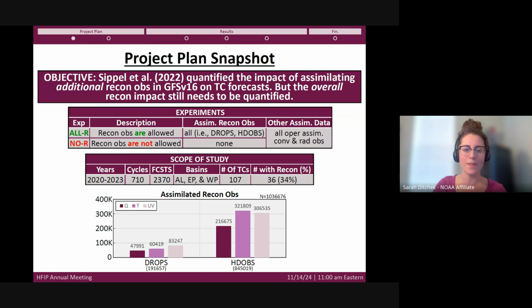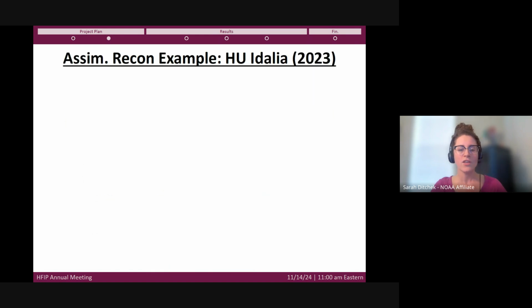So what you're seeing here now is the total number of assimilated recon obs in the sample. It's broken down by drops on the left, HD obs on the right, and both are further broken down by variable into QT and UV. So there were just over 1 million recon obs assimilated, around 80% of them being HD obs. And these values do include recon obs assimilated in any basin. So that does include 7 TCs in the East Pac, as well as 2 TCs in the West Pac that had recon. So I want to give some more context to what the assimilated recon obs look like.